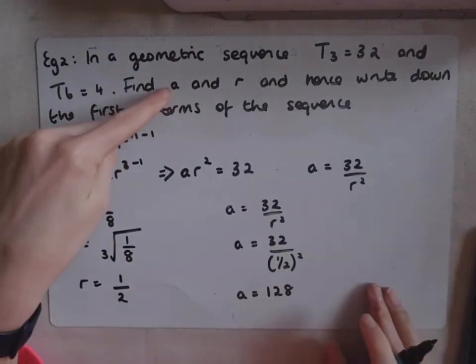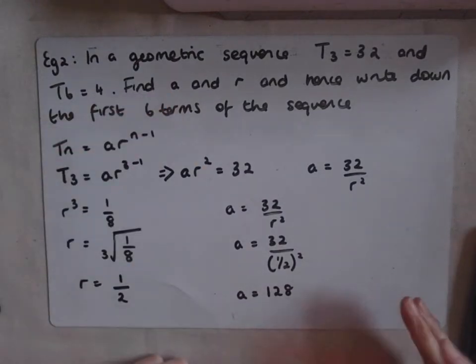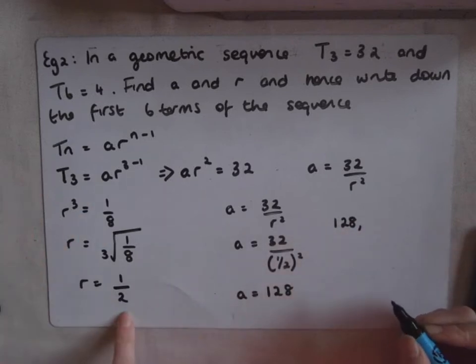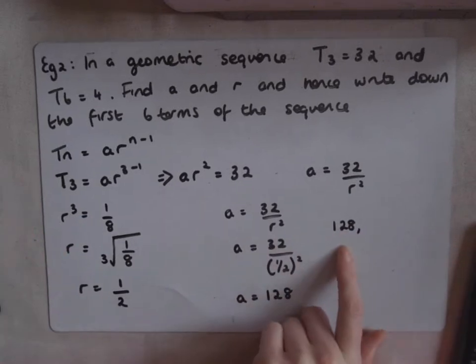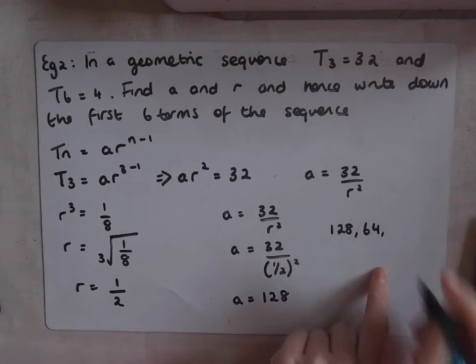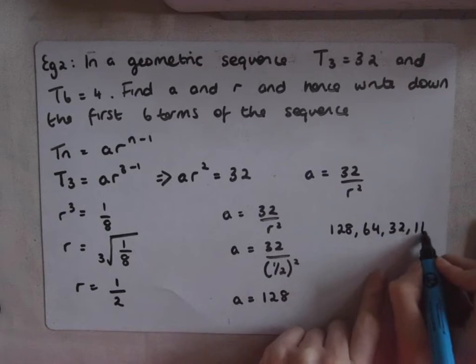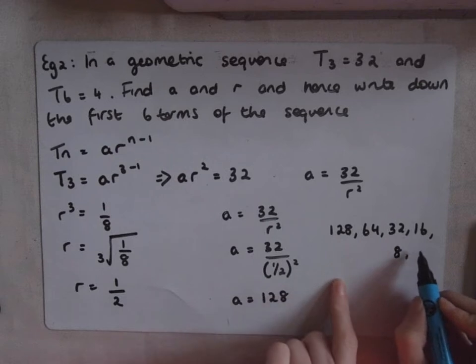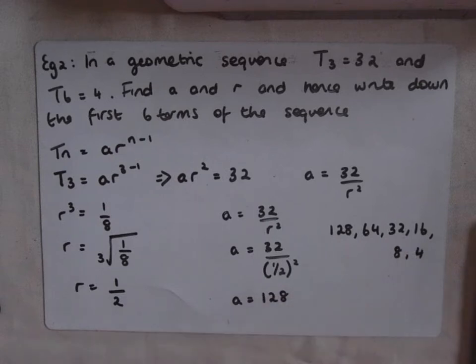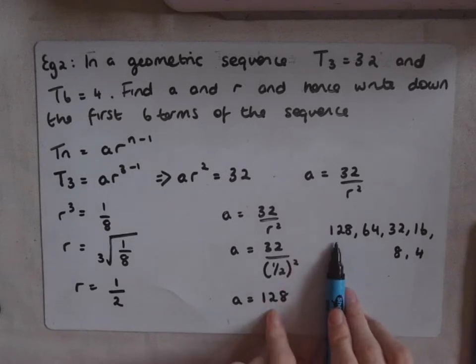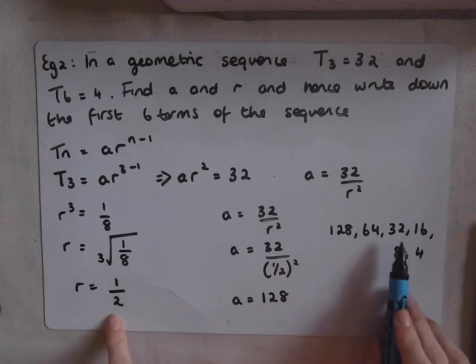Okay, so I found my a, I found my r. So a is 128 and then r is a half, so I'm multiplying by a half each time. So multiply that by a half, 64. Multiply that by a half, 32. That by a half, 16. How many do I want? The first 6 terms. 1, 2, 3, 4, 5. And by a half, 6. Okay, so there's my sequence of numbers. You start with your first term, which is 128, and then get your common ratio, which is a half. Half it, half, half, half, half.